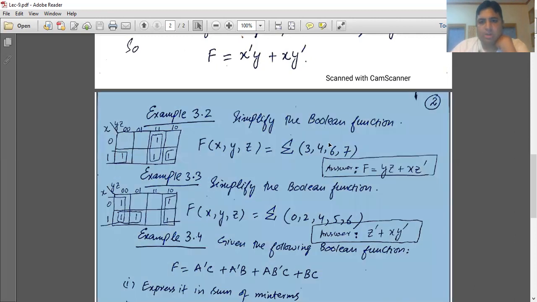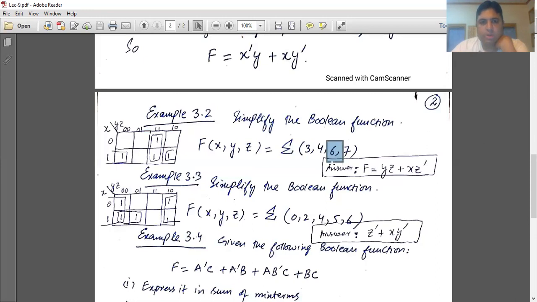Next one is 6. 6 means 1, 1, 0. X is 1 and yz is 1, 0. So you put a 1 here, 1, 1, 0. Next one is minterm number 7, which is triple 1. Triple 1 means this square. So we have put four ones in the four squares which were given in this question.